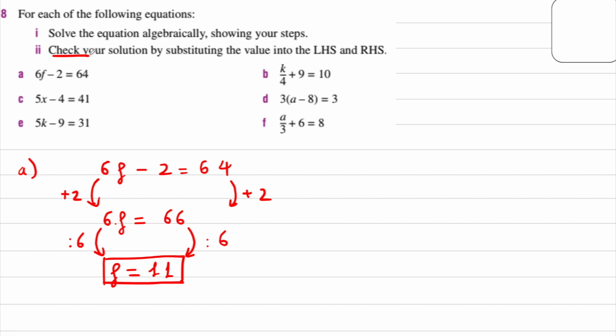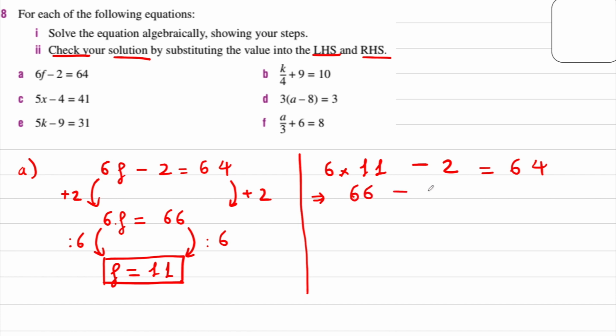The second one, I have to check my solution, substituting into the left hand side and right hand side. Look at this one. We have 6 multiplied by f, which means 6 multiplied by 11, minus 2, equal to 64. So this one will be 66 minus 2 equal to 64. And of course, this is correct. We finish question 1 with the first thing being to show your steps and the second one to show your working out. Check your solution by substitution only.